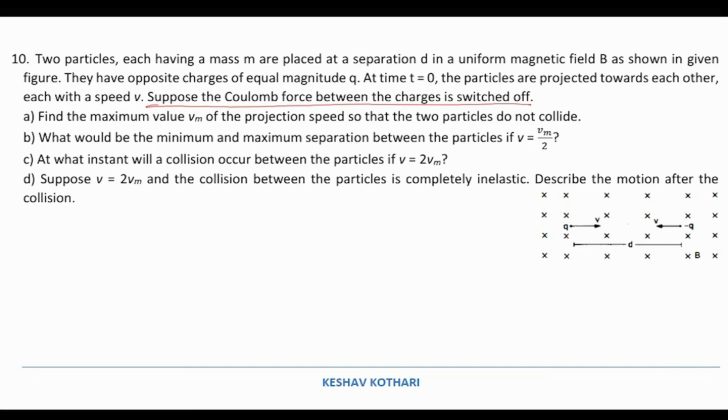In the next part the question is stating what should be the minimum and maximum separation between the particles if the above calculated velocity is reduced to half. Then the next one is at what instant will the collision occur between the particles if v is equal to twice Vm. And in the last part, suppose v is equal to twice Vm and the collision between the particles is completely inelastic, so we have to describe the motion after the collision. It is a very interesting problem that we are going to deal with.